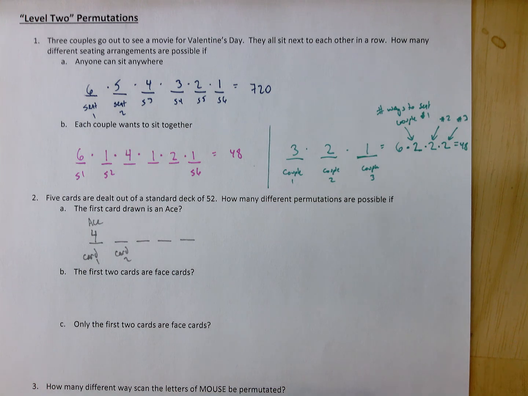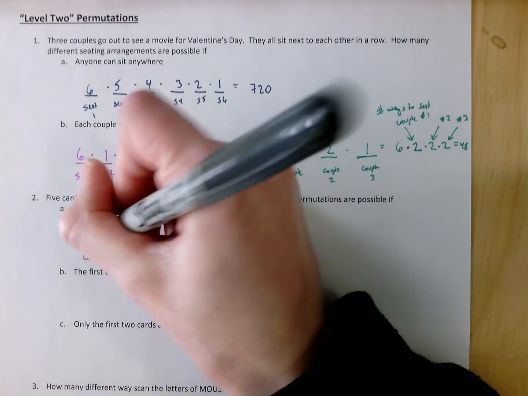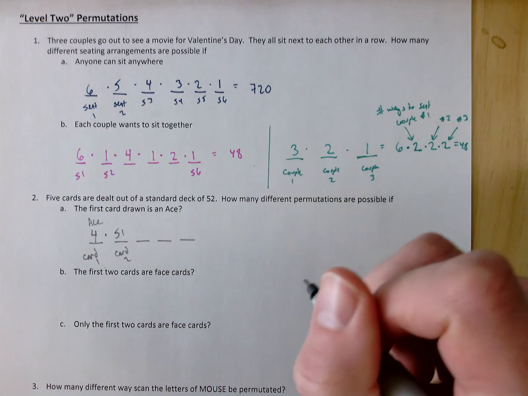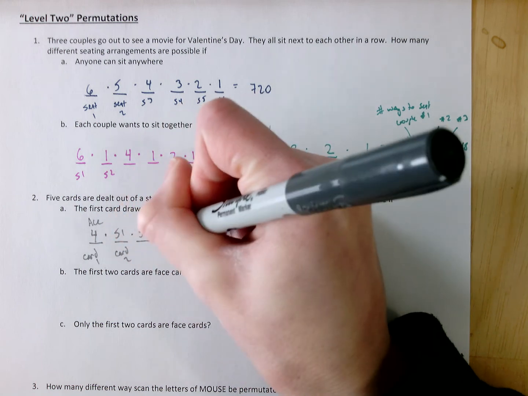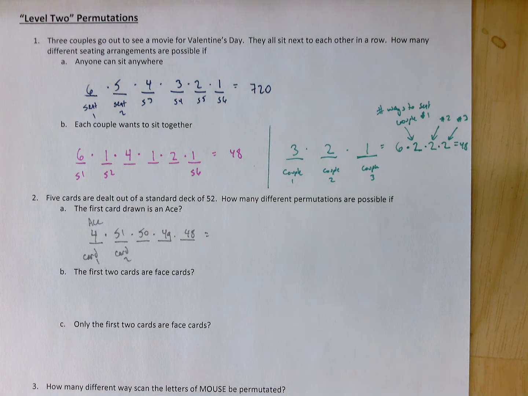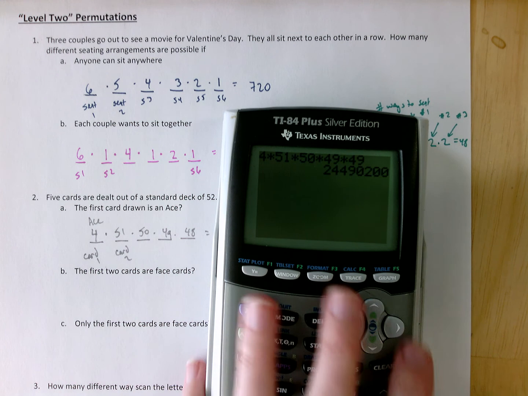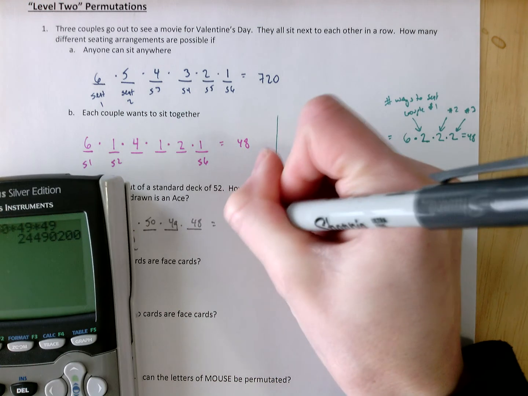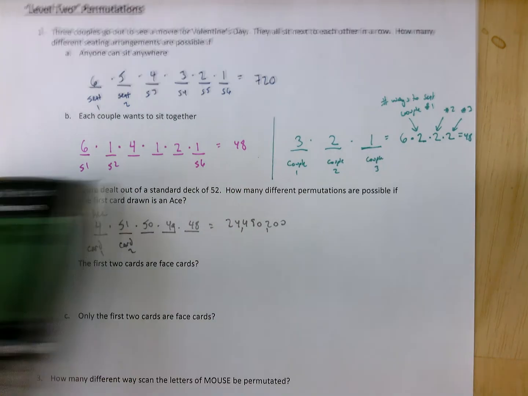Once I take that ace out of the deck, there's 52 cards total, but I just put one of them down. So that leaves me with 51 cards left for my next one. And then once I put that one down, 50 left, and then 49 left, and then 48 left. Okay, so that is what I'm going to multiply together to figure out how many different ways this is possible. So really big number, 24,990,200. So 24 million.